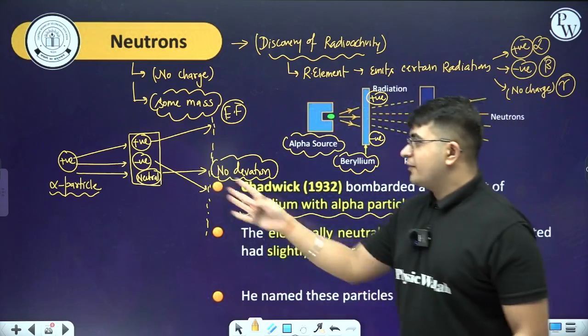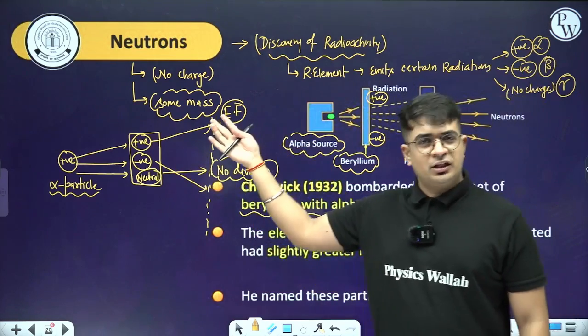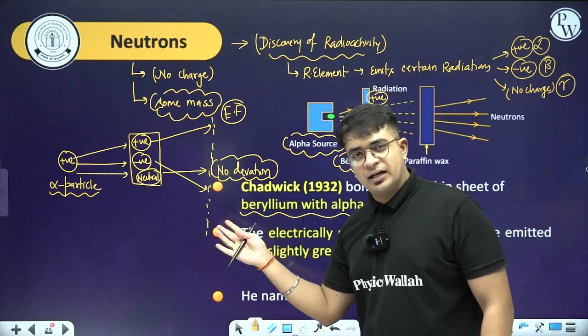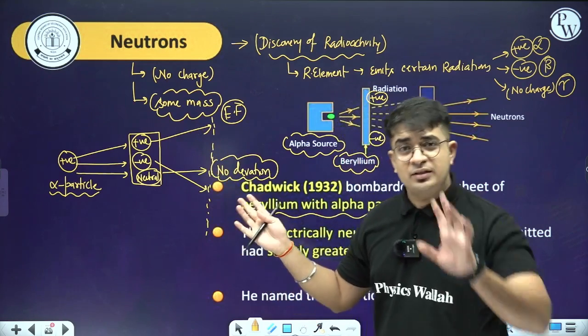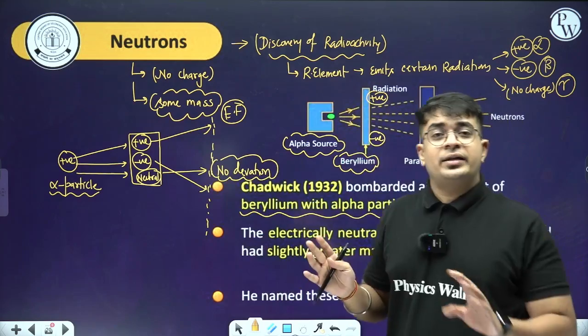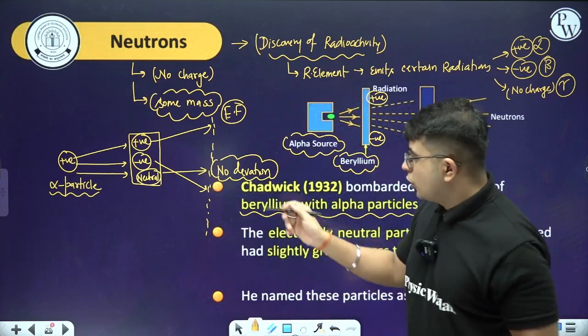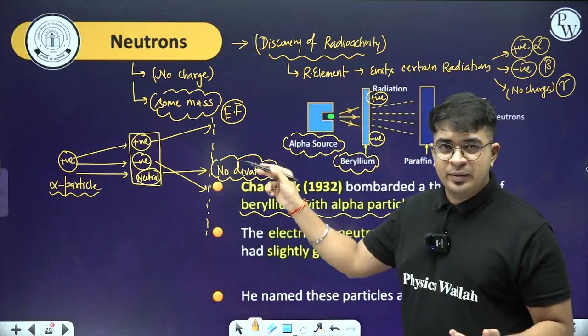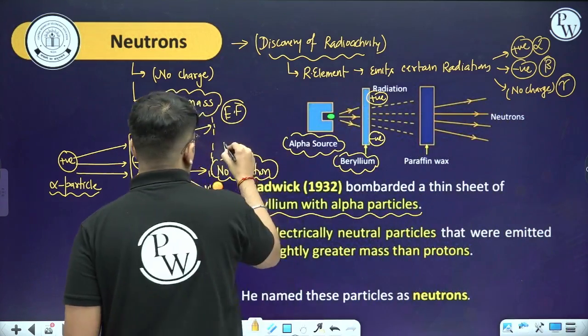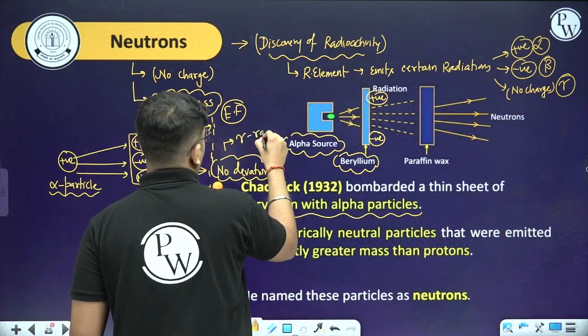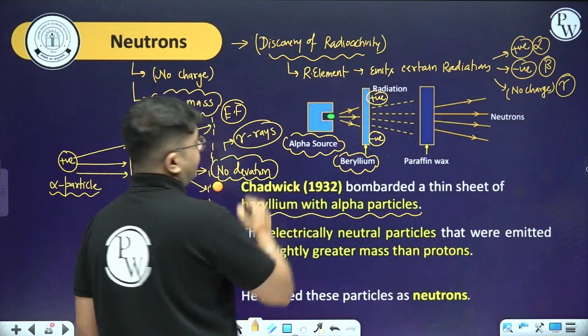So they thought that after the bombardment, some particles are positively charged, some particles are negatively charged, because atom consists of these subatomic particles. But they never thought that something neutral is also present inside the nucleus. So they thought whatever no-deviation particles are coming, they are basically gamma rays, and they had the entire idea about the gamma rays.